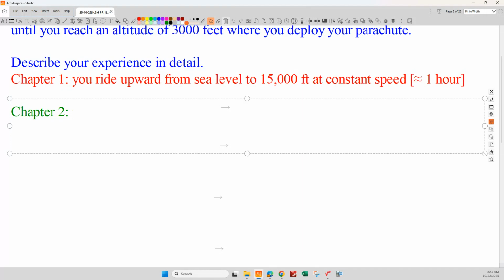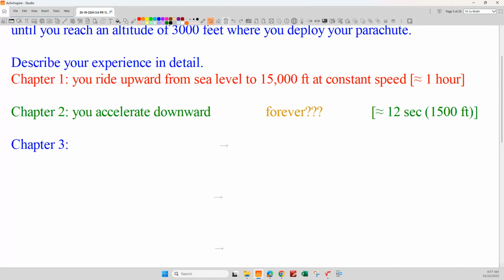Yeah, you bail out over the side, right? And so you're accelerating downward. Do you accelerate the entire way? You don't, actually. What happens? We're not going to deploy the parachute until we get to 3,000 feet. Do we accelerate all the way down to 3,000 feet?